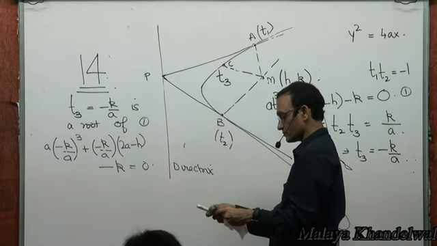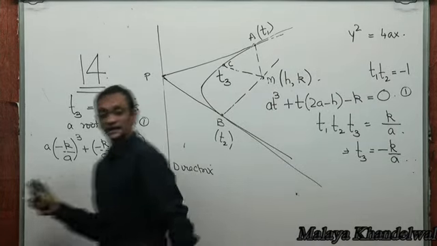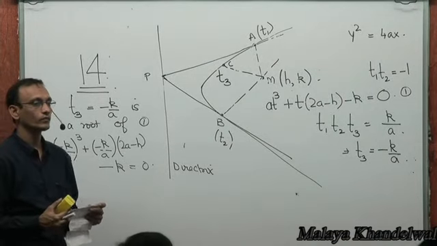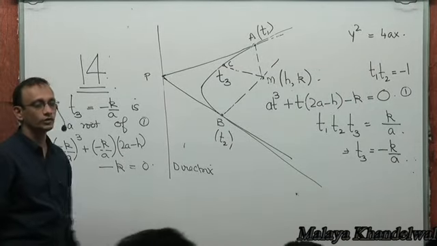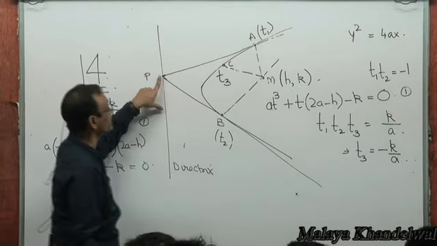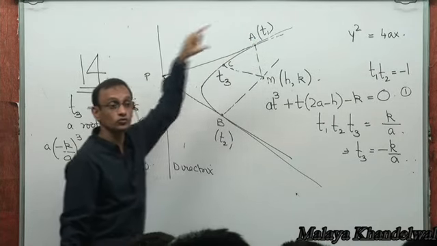Let's look at 15. I can leave the simplification to you. You could also try slope. Also you can try showing that PBMA is a cyclic quadrilateral. You can do that also.